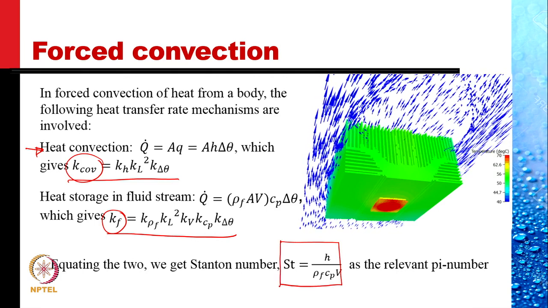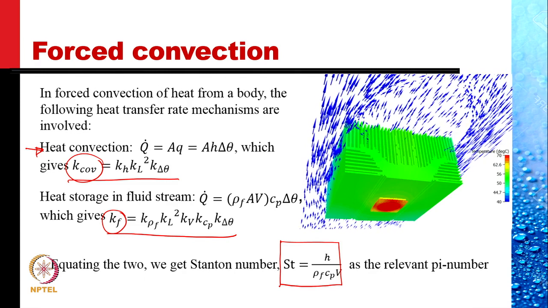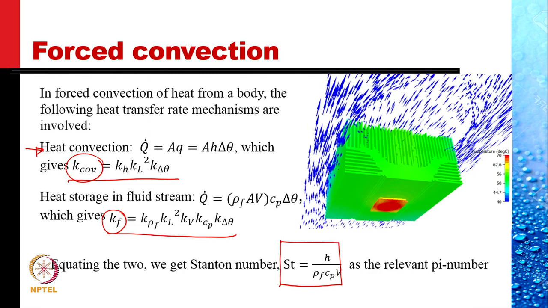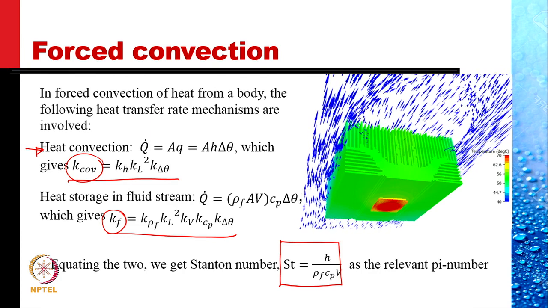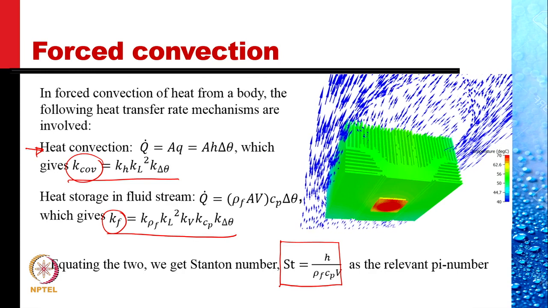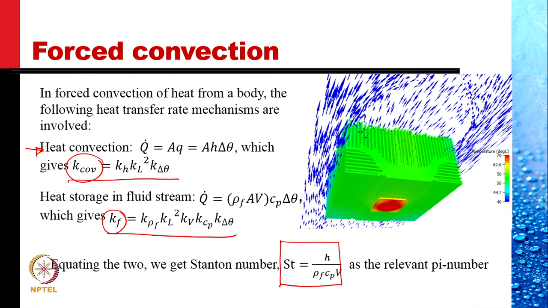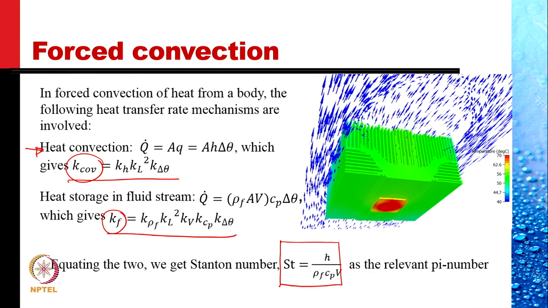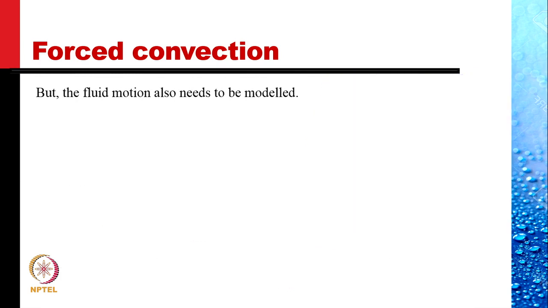That should have the same value in the model as in the prototype. Rho F is the density of the fluid, Cf is the specific heat at constant pressure of the fluid, V is the velocity at which it is flowing, and H is the heat transfer coefficient. In addition, we need to model the fluid motion.